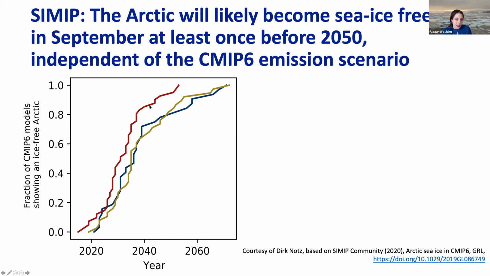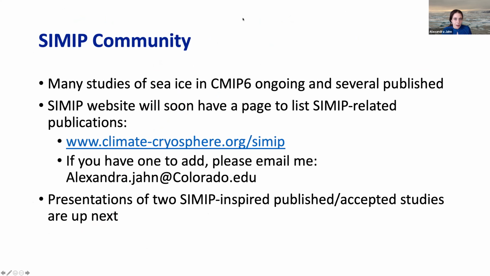We can see that under all these scenarios, RCP 8.5, 4.5, and 2.6, it's pretty much the same. We don't see a scenario impact, and it's likely that there will be at least one ice-free Arctic in September before 2050. The reoccurrence depends on the scenario, but just happening for the first time is not scenario dependent. So that was a quick overview of the findings from that paper.